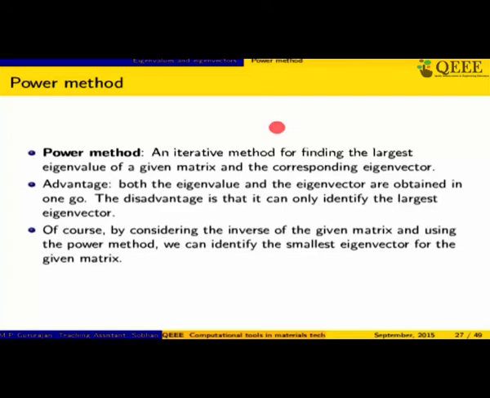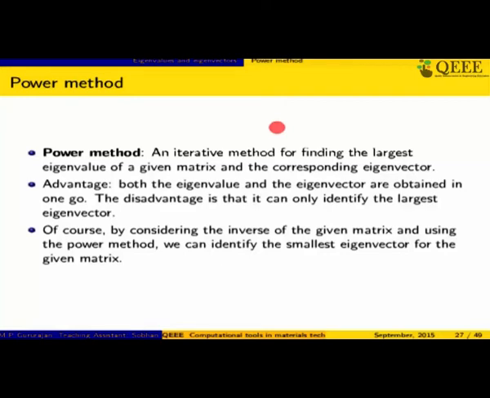It's an iterative procedure. You take some initial guess, and then you keep on iterating, and you end up with the eigenvalue as well as the eigenvector. Even though it is disadvantageous in the sense that it can only give you the largest eigenvalue, because it also gives the eigenvector, it's a good method that you can sometimes use. Of course, if you take the inverse of the matrix, then the largest eigenvalue of the inverse matrix is basically the smallest eigenvalue of your current matrix.